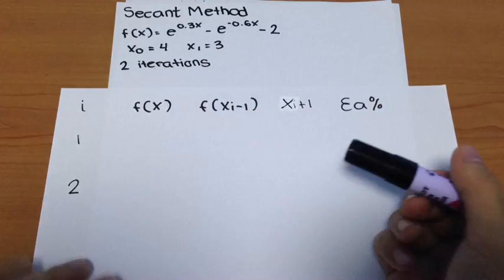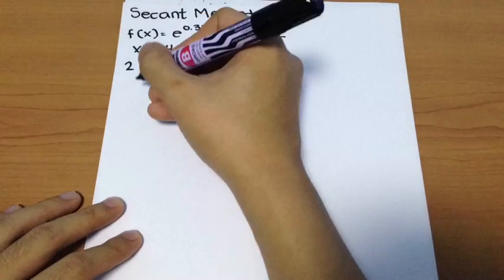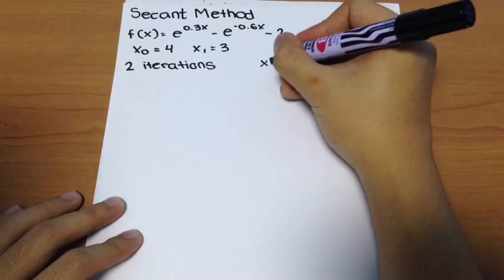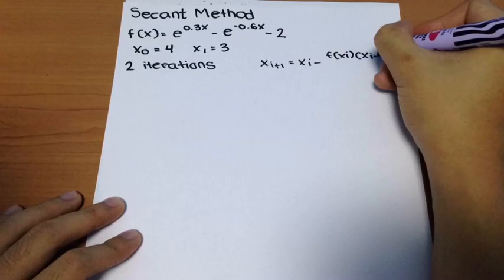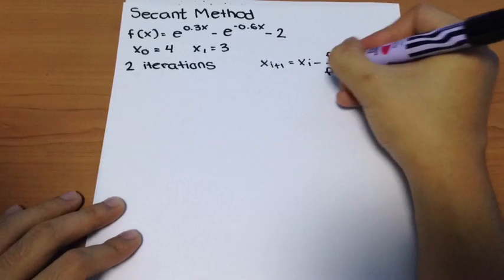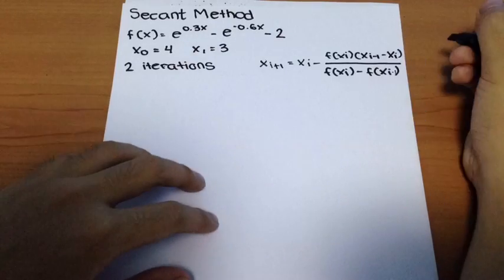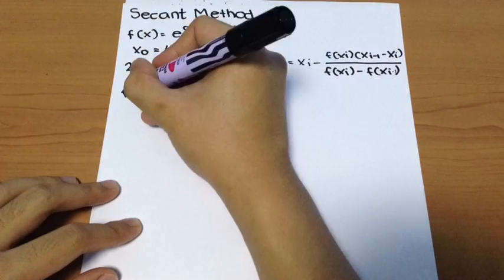So let us give the general formula of x_{i+1}, which is equal to x_i minus the function of x_i times (x_{i-1} minus x_i) over f of x_{i-1} minus function of x_i. So let's get started.